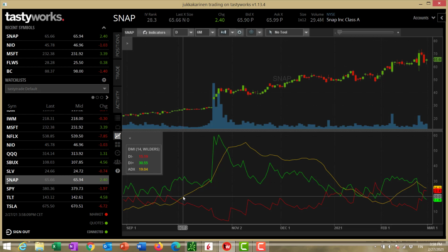It gets a clear direction. All of this time it's green, except that here it goes below, and the trade would have taken it from about 27 to, the first time it touched, 48, so $20 up. Not bad. So that's all for the DMI indicator.